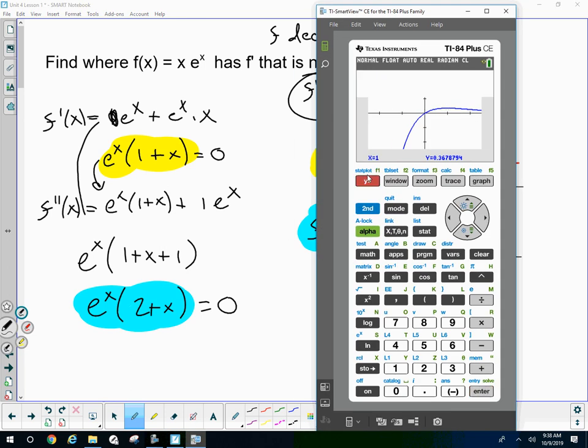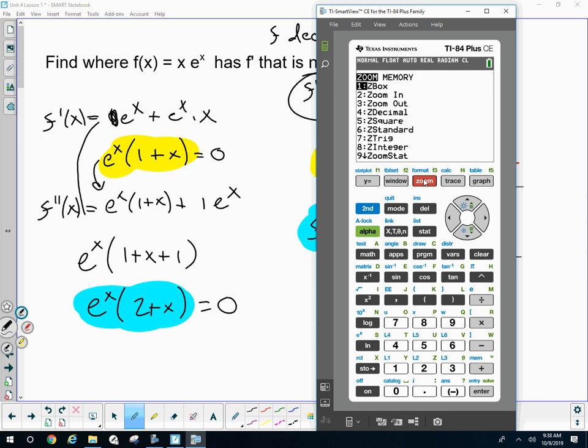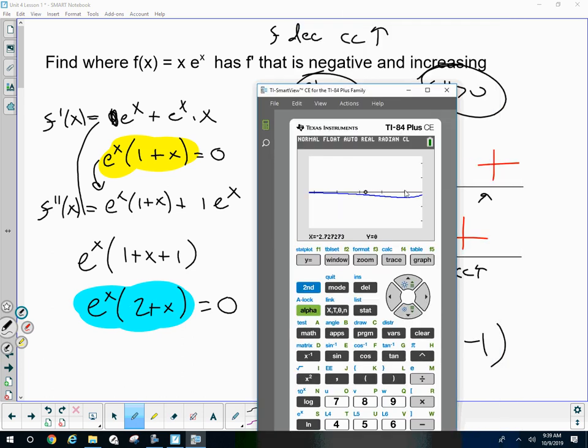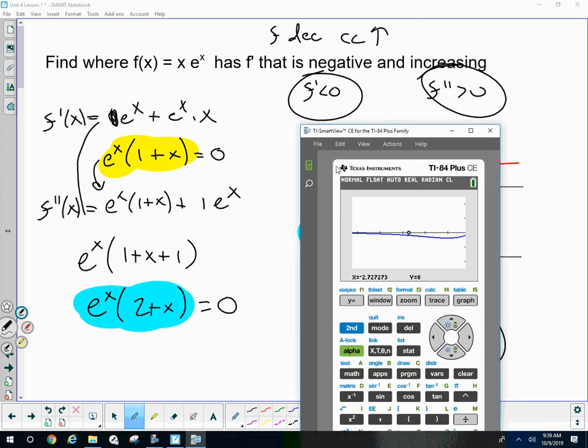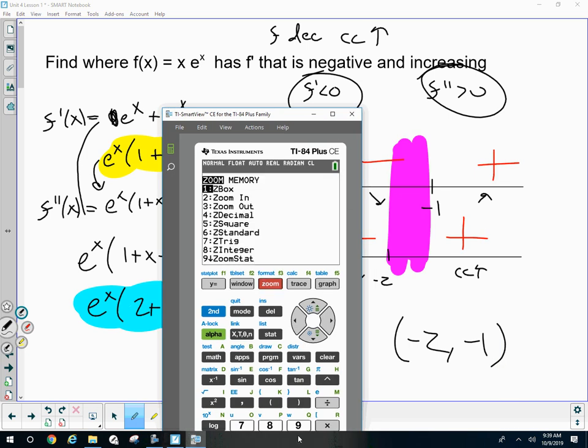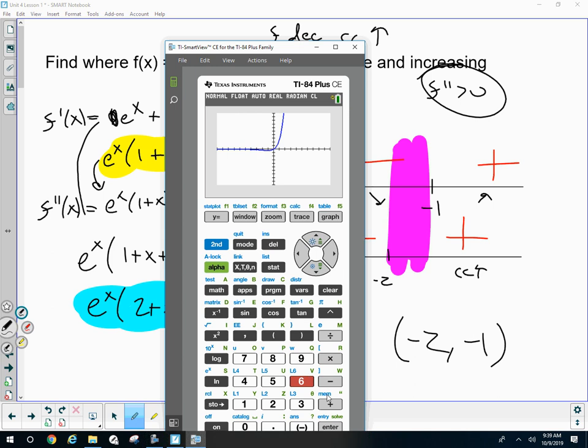Let's look. From negative 2 to negative 1, decreasing, concave up. I'm decreasing concave down all the way to negative 2. I have a point of inflection, and right here from negative 2 to negative 1, I'm concave up and decreasing. It's really cool. Decreasing concave down, decreasing concave up, and then I'm increasing concave up the rest of the way, which is what I see, which is really cool that we can do this, all from signs of derivatives.